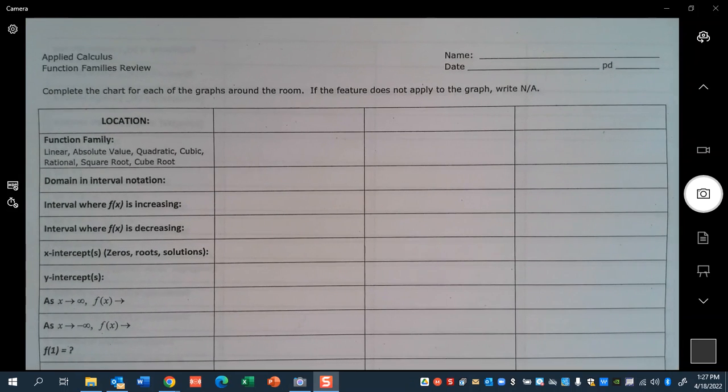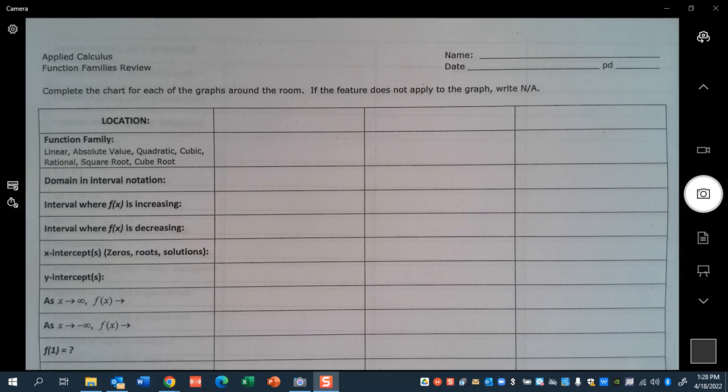So here's our plan for today's class. We're having all of these conversations about graphs, and we've been looking at the relationships between your original function and your rate functions and your accumulation functions. And we want to make sure that you're feeling good about your function families. You should be able to look at a graph around the room. I have 12 of them for you.